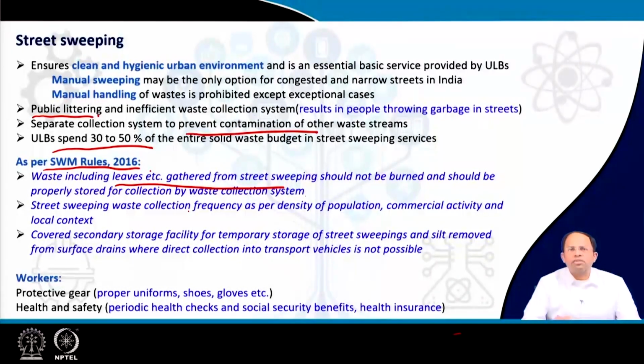Finally, a covered secondary storage facility for temporary storage of street sweepings and silt removed from surface drains, where direct collection into a transport vehicle is not possible. So what we can do is, a manual waste worker can sweep the streets, and then store the waste and put it directly into a vehicle, and then the vehicle could be taken for further transport or transfer. But if he feels that's not possible, or that it is inefficient, why? Because he is working in a particular street, and after walking maybe 50 meters, the vehicle gets filled. So I have to take it to the transfer station to dump the waste and again come back and start working over here.